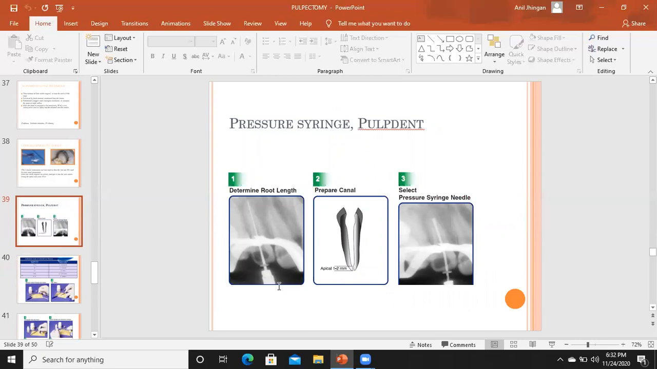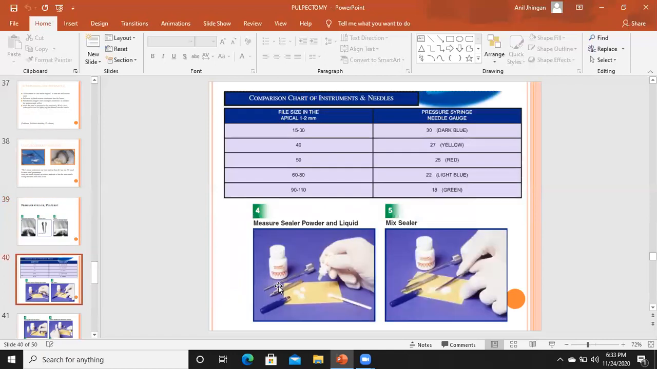Now, another technique is the pressure syringe technique. It is a syringe which was developed by Pulkit. Firstly, the root canal determination is done and the root canal preparation is performed. Syringe size is taken according to the biomechanical preparation or the master cone size. This is according to the chart of instruments and needles given.